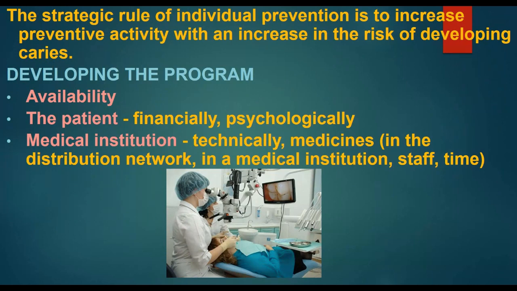The strategic role of individual prevention is to increase preventive activity with an increase in the risk of developing caries. Developing the program. Availability for the patient: financially, physiologically. Medical institution: technically, medicines, in the distribution network, in a medical institution, staff, time.